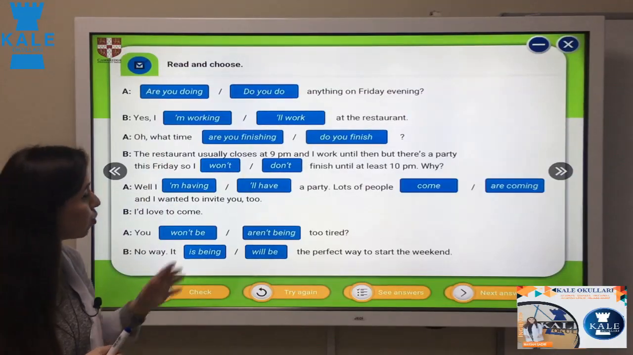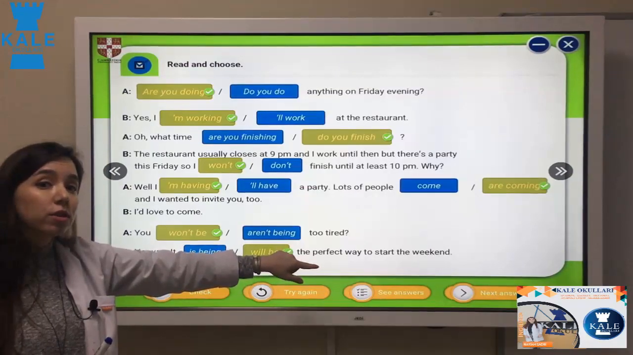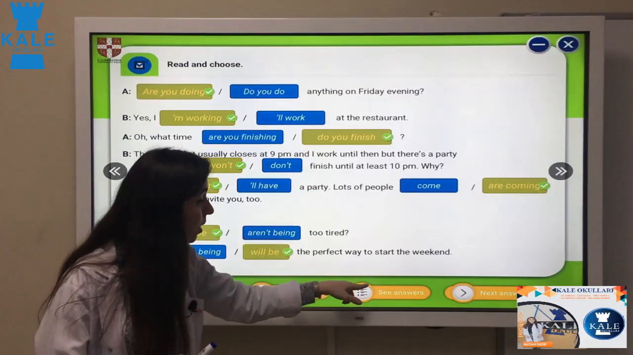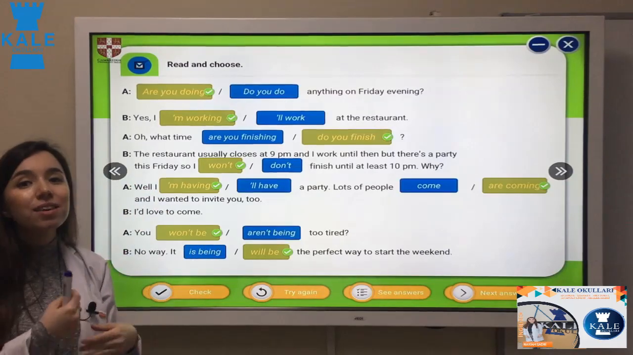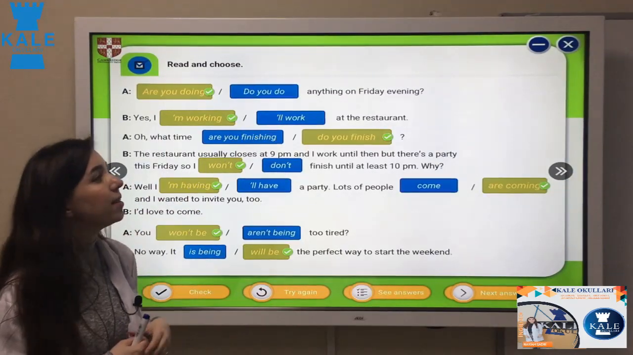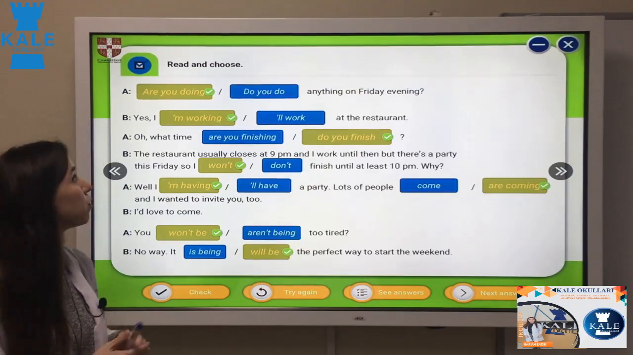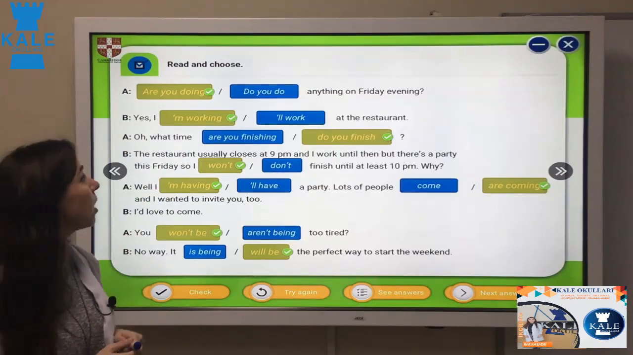One by one we are going to check. It's better. Why? First I want to see the answer. I put it here, see answers. Then I want to explain it one by one. Are you doing anything on Friday evening? As I told you, it is a kind of arrangement. So we use are you doing, present continuous.